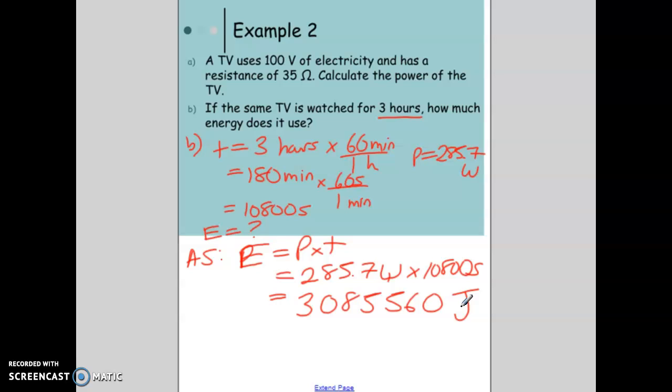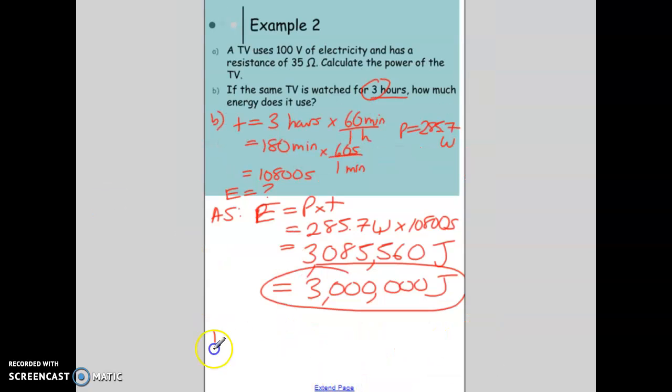And we need, let's see, only one significant digit. So in part B, the only number there that's given is the number 3. Ooh. So this 3,085,560 joules would actually round to just 3 million. And then we would have a little therefore statement.